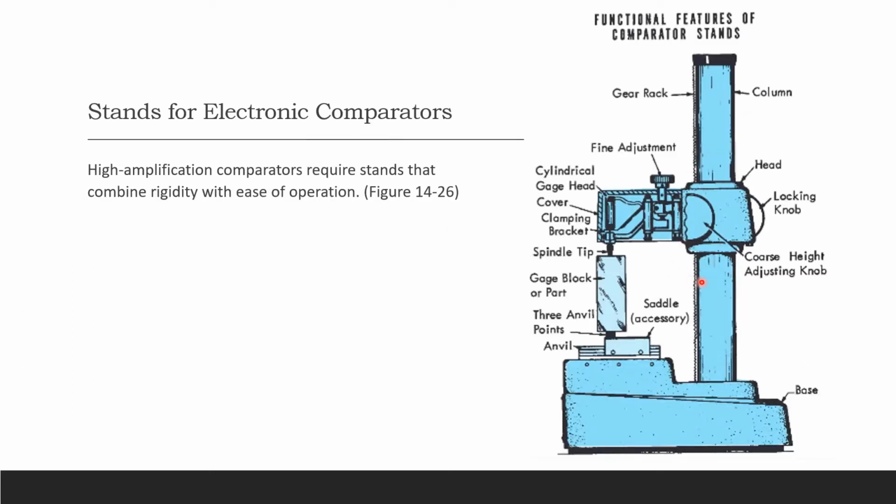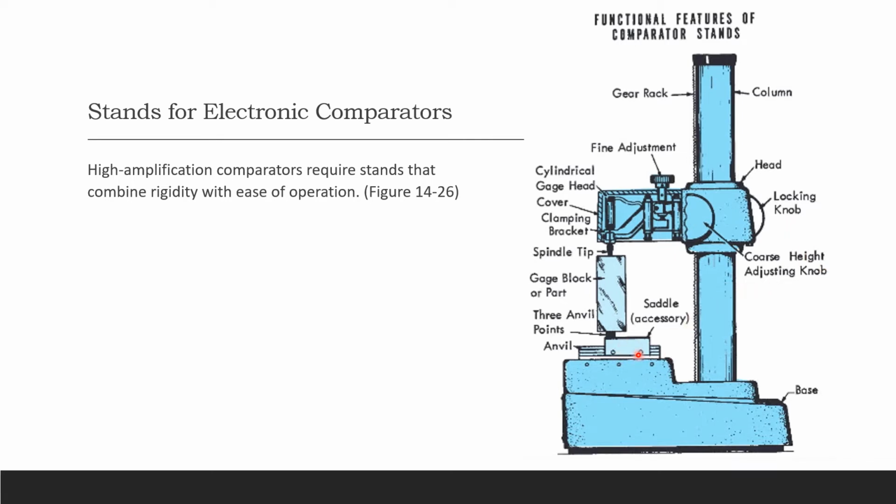So now we're getting into the stand to get reliable measurement. High amplification comparators require stands, okay? That is going to combine rigidity with ease of operation. Here you can see the gear rack, your column, and this is the base of your stand. And that's your head and locking knob to lock it. And that's your coarse adjustment. Then you have your height knob as well on it.